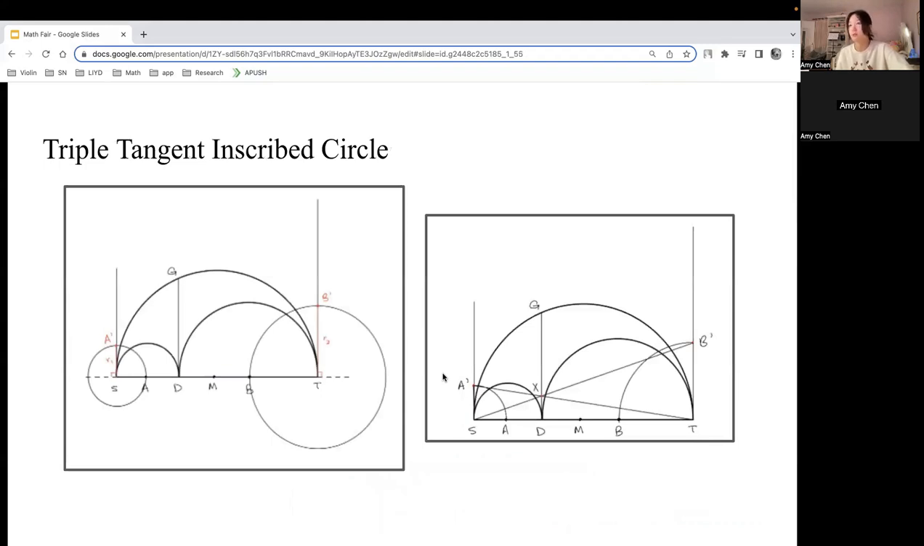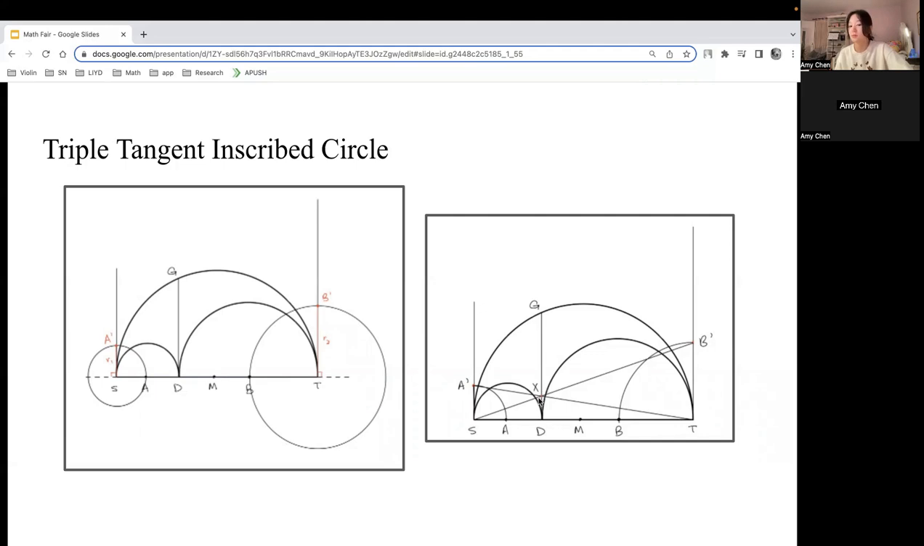Finally, the main avenue of exploration was the triple tangent inscribed circle. To derive the algorithm needed to construct the triple tangent inscribed circle, which is a circle that will be tangent to both of our semicircles and the base, perpendiculars were erected at points S and T on the base of the Arbelos. A prime S was constructed such that A prime S equals AS equals R1. Similarly, construct B prime T with B prime T equals R2. Next, connect segments A prime T and B prime S.